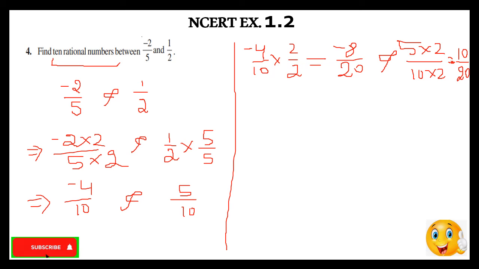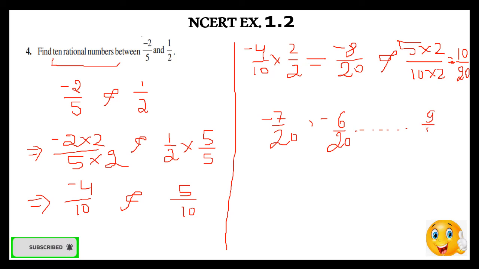So here we have the numbers from -7 upon 20, then -6 upon 20, and all the numbers till 9 upon 20 will be lying between minus 4 upon 10, minus 8 upon 20 and 10 upon 20. So any 10 numbers out of these numbers you can write as your answer.